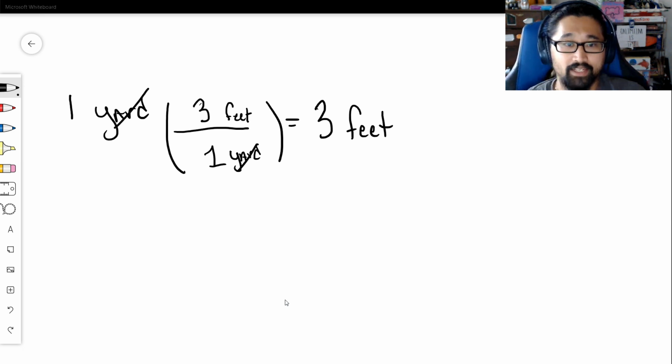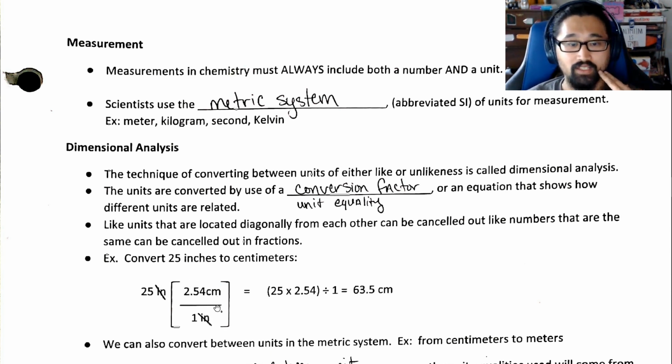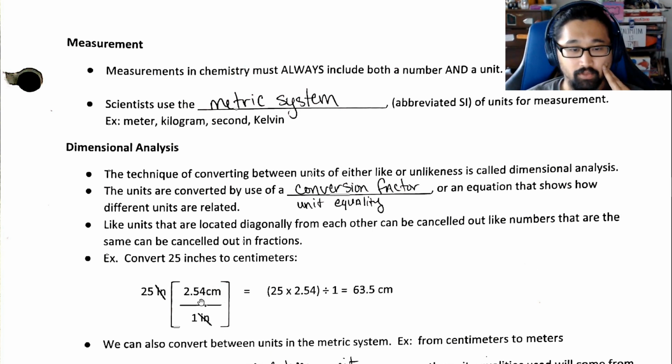If I flip back to the notes, and I look at this example, I wanted to convert 25 inches into centimeters. In order to do that, I need to know the conversion factor, the unit equality, between inches and centimeters. It turns out that 1 inch, right here, equals 2.54 centimeters. So I put inches on the bottom, because that's where we started, centimeters on the top, that's where we want to get to, and the number goes with that.